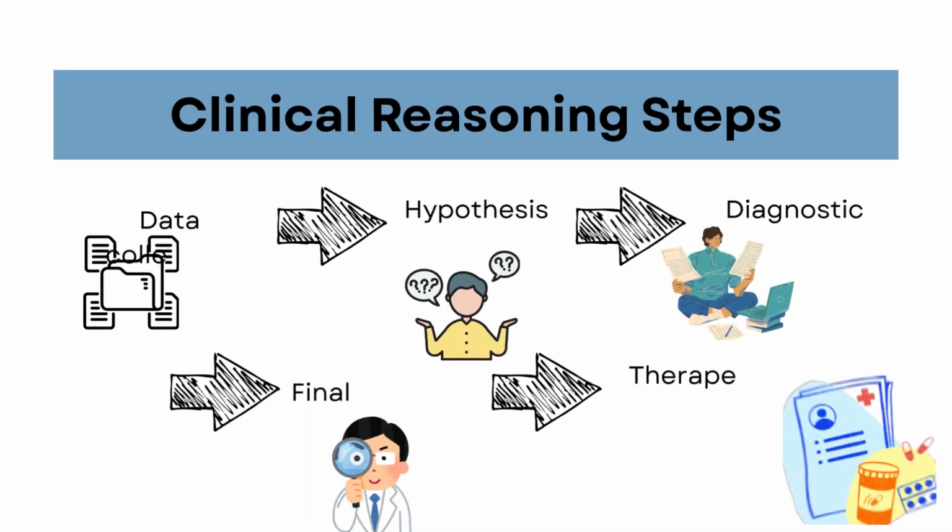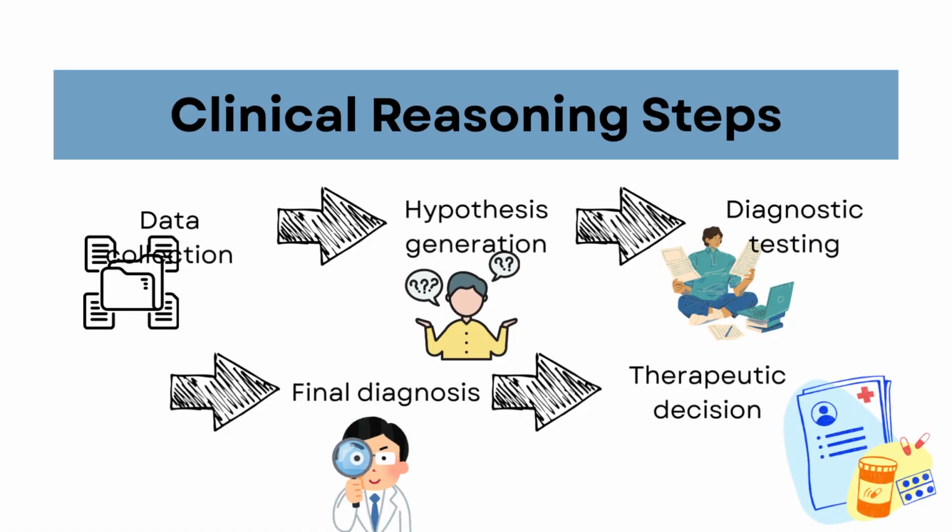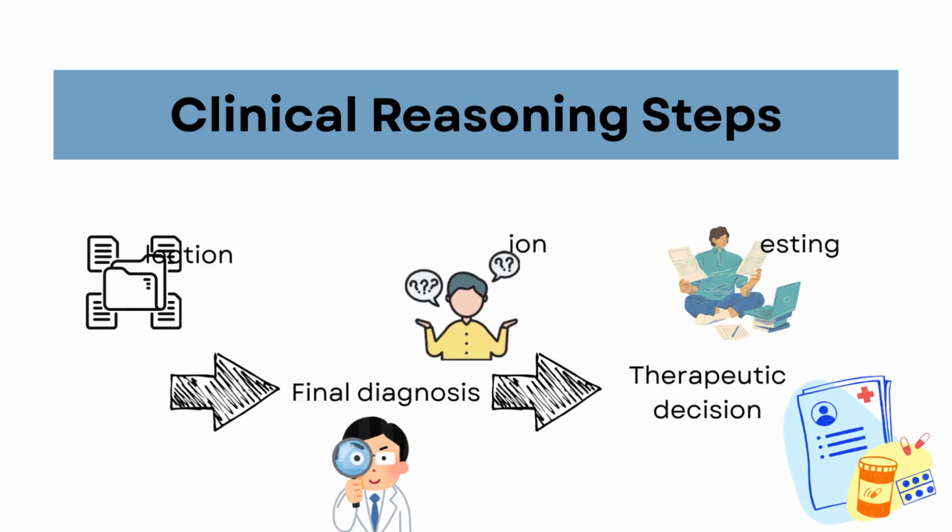Now let's look at the sequence of clinical reasoning, the path you follow to reach diagnosis and treatment. Everything starts with data collection, followed by hypothesis generation, the selection of studies to test those hypotheses, the final diagnosis, and finally the therapeutic decision. These steps form a spiral that repeats and adjusts as new information emerges.